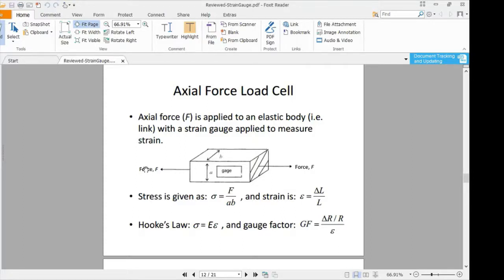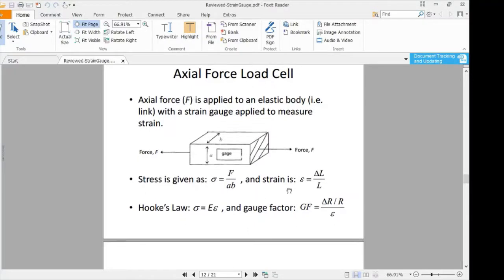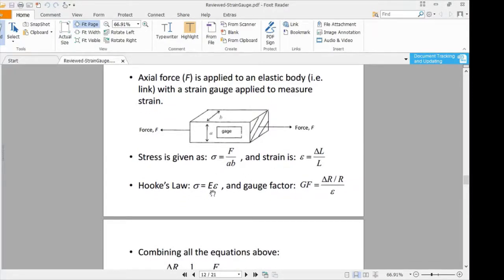By applying the force axially onto this very simple load cell, we can easily relate the force with the strain experienced by the gauge. Let's say the stress is given as sigma equals F divided by AB, and then the strain is defined as the ratio of the change of length over the initial length. Also we know Hooke's law, sigma equals E epsilon, and the gauge factor is given by this equation.